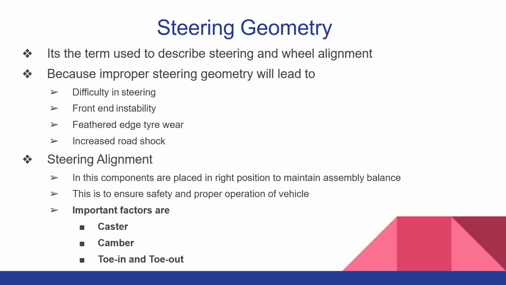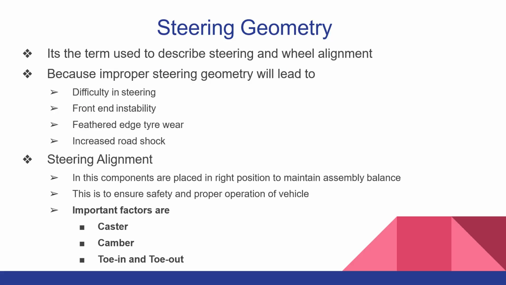Now the steering geometry. Steering geometry is a term used to describe the steering and the wheel alignment. How the steering wheel and the actual wheel of the vehicle are aligned together is described by the steering geometry. Improper steering geometry will cause difficulty in steering, and it will cause instability to the front side of the vehicle, and it will cause the tire to wear easily, and also increase the shocks from the road. All these are the different phenomena that will occur due to improper steering geometry.